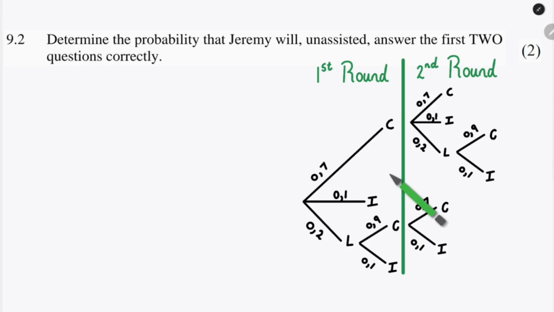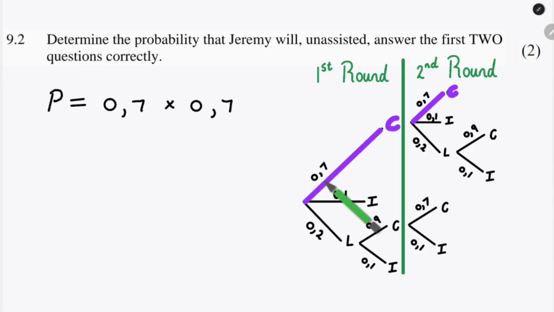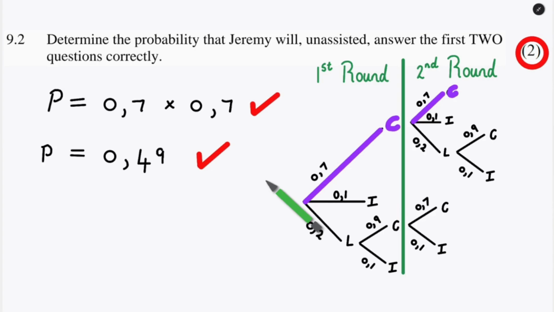So we are going to follow this purple branch over here. He gets it correct and then correct. And if I'm finding branches, I multiply the probabilities. So our probability will just be 0.7 times 0.7. We pop that in our calculator to get 0.049. And 2 marks are awarded for each of the following steps.